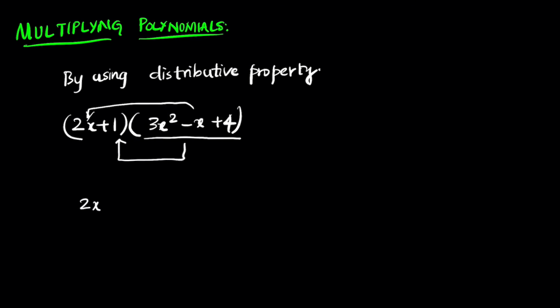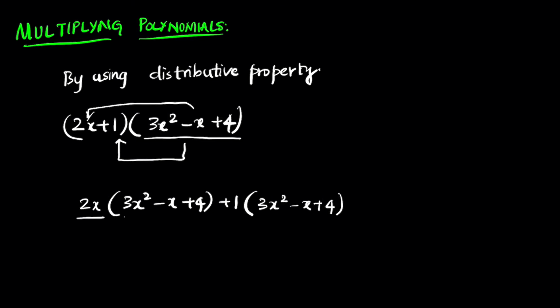So 2x times 3x square minus x plus 4, plus 1 times 3x square minus x plus 4. Now multiply each term individually. You get 2x into 3x square. Multiply the constants and then the variables. Constants: 2 into 3 is 6. X into x square becomes x cube. Next 2x into minus x. Again minus comes first, plus into minus. 2 stays the same. X into x becomes x square. Next plus 2x into 4. 2 times 4 is 8.